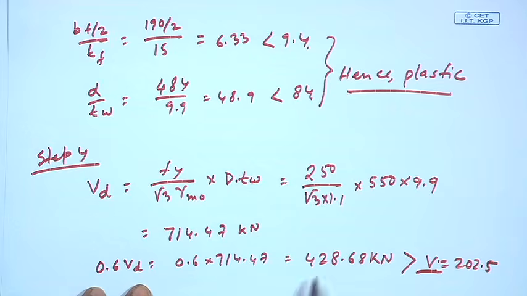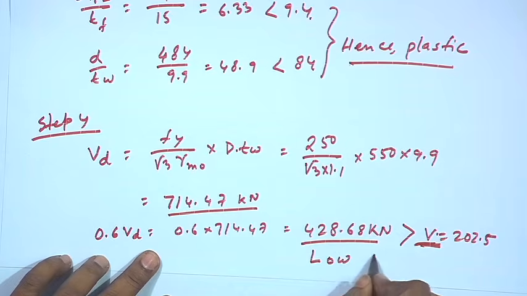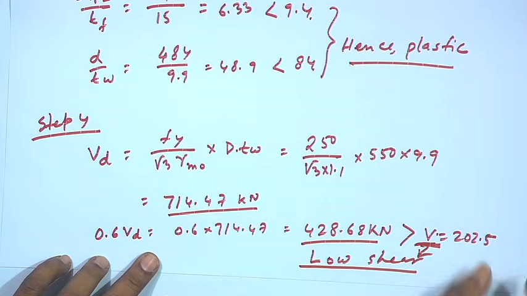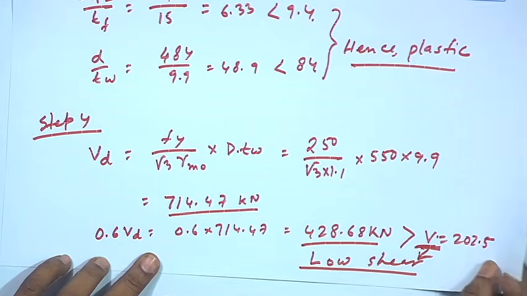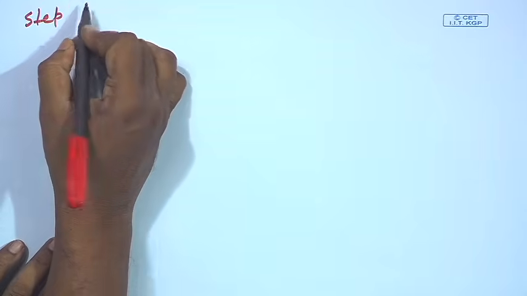So, what we could see that here the design shear strength is becoming 714 kilonewton and 0.6 Vd is coming 428, which is more than V. So, it is low shear. So, you can see this as low shear, because shear force is coming less compared to the design shear capacity. Okay. So, if it is low shear, then I can find out the design bending strength accordingly.